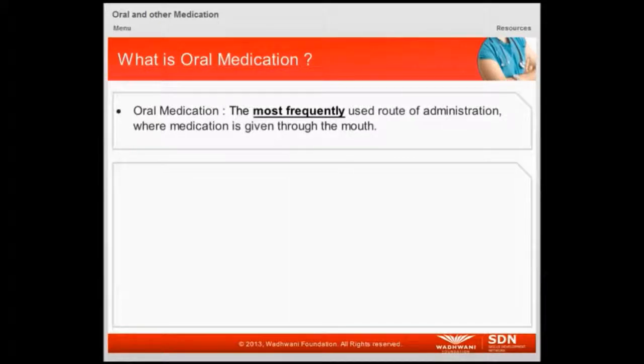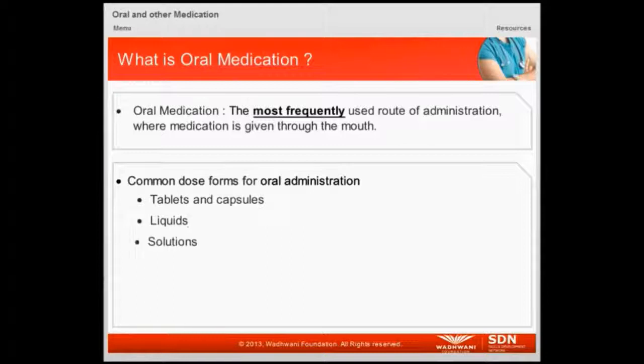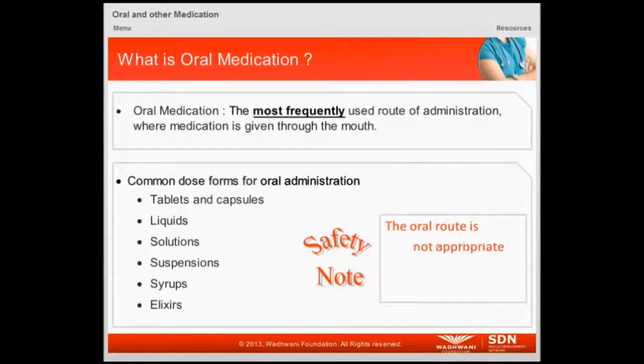Now let's see what oral medication is. Oral medication is the most frequently used route of administration, where medication is given through the mouth. Common dose forms for oral administration are tablets and capsules, liquids, solutions, suspensions, syrups, and elixirs. A word of caution: the oral route is not appropriate for patients who are unable to swallow.